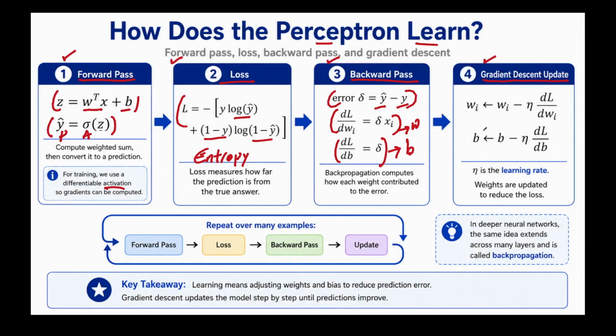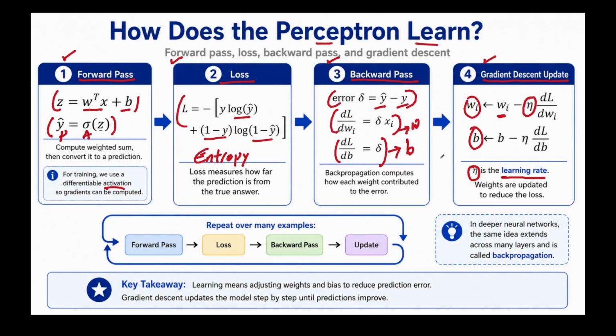Step 4 is the gradient descent update. Gradient descent updates the weights and bias in the direction that reduces the loss. The weight update formula is wi becomes wi minus eta times dL by dwi. The bias update formula is b becomes b minus eta times dL by db. Here the new parameter eta is called the learning rate. The learning rate controls how big a step we take during learning.